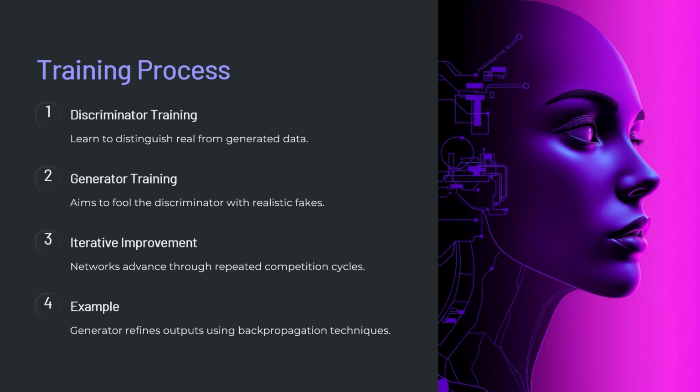Training process. The training of a GAN happens in a few key steps listed below. First, the discriminator is trained on the real data and the generator's output to classify correctly. Then, the generator is trained to create data that can fool the discriminator. This leads to iterative improvement where both networks learn from each other in cycles. The generator improves its outputs using backpropagation, gradually becoming better at producing realistic data.